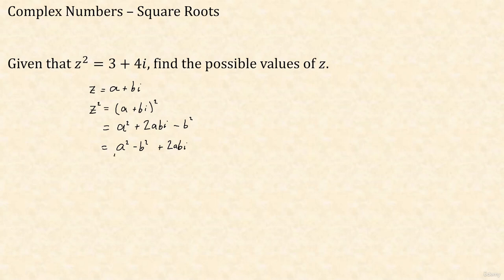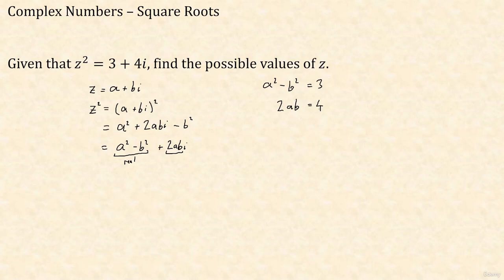So this real part here must be equal to the real part here, which is 3. So a squared minus b squared must equal 3. And the imaginary part must be equal to the imaginary part here, so 2ab must equal 4. What we've got here is simultaneous equations, and we can solve this really anywhere we like. It's not the easiest one, but it's also not the hardest one.